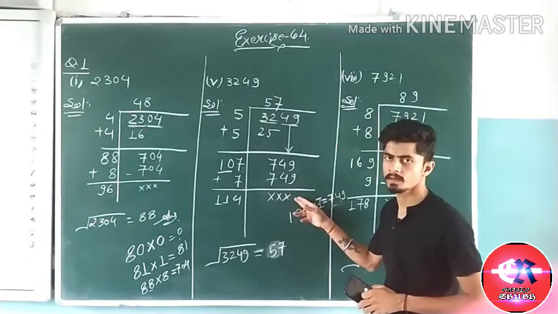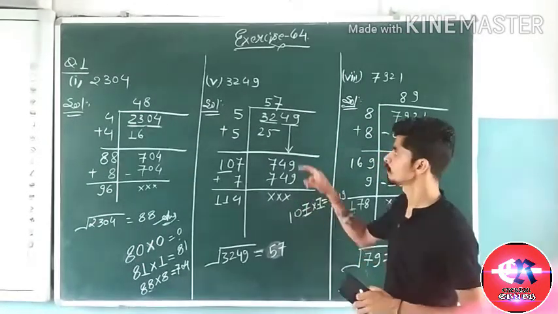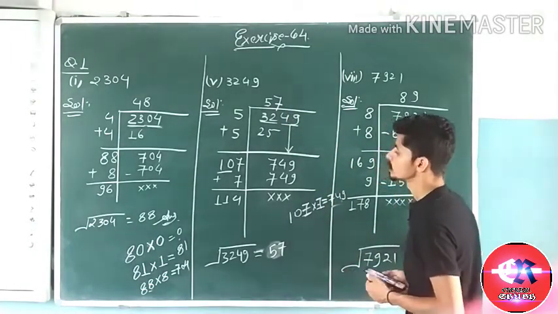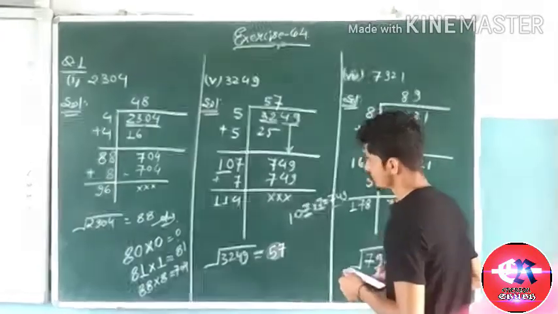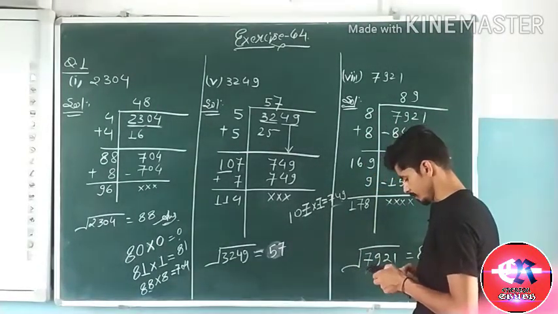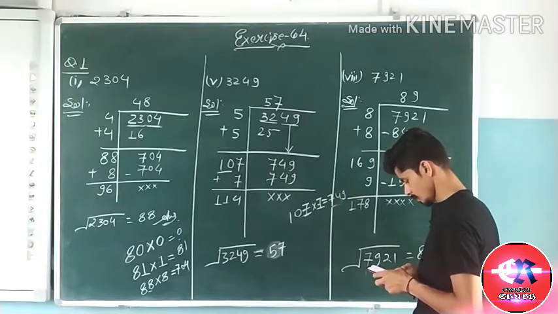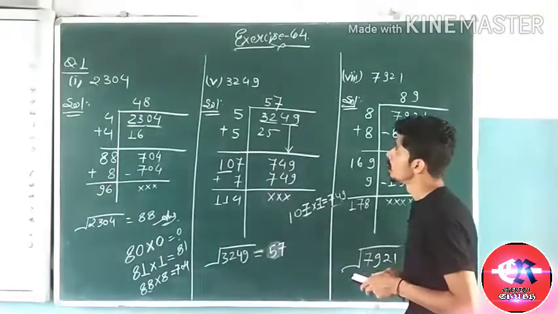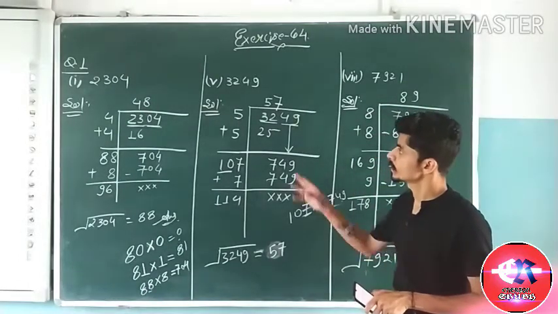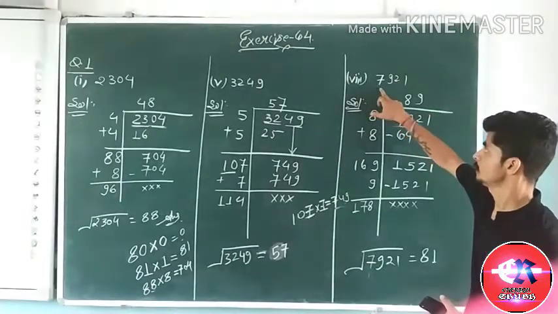When we get the 0 remainder, our square root will be found here. So the square root of 3249 is 57. So that's all the answer of this question.